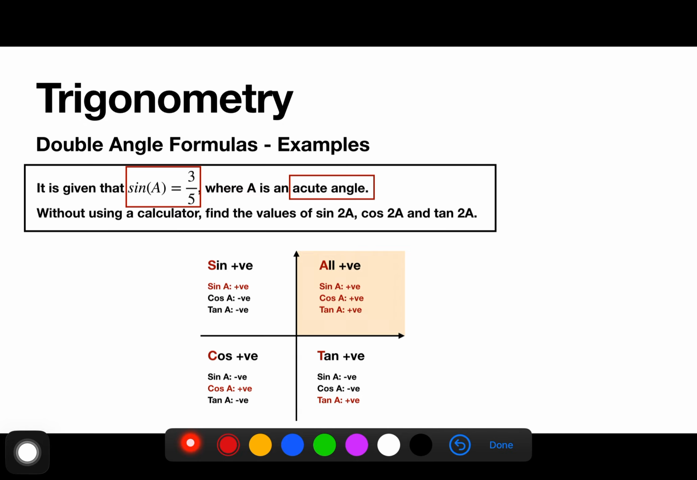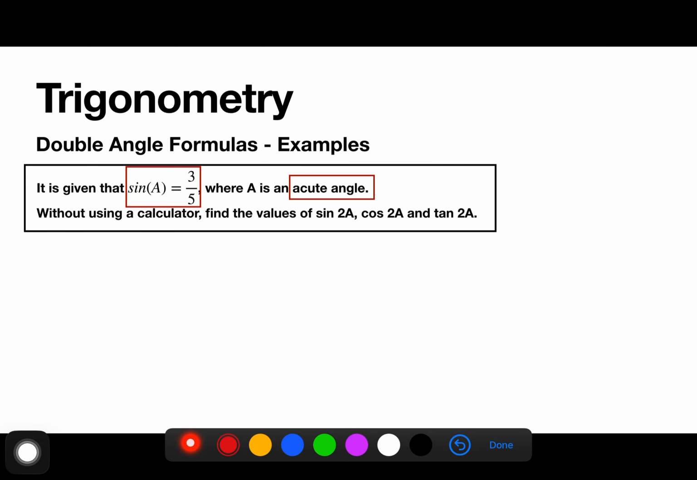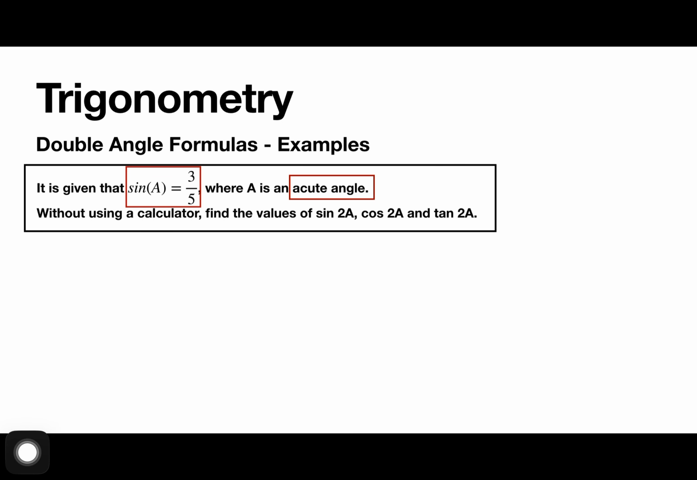Sine 2a is given by 2 sine a cosine a. Since we know the value of sine a, we only need to find the value of cosine a to compute sine 2a. We can find the value of cosine a without the use of a calculator by drawing a right-angled triangle in the first quadrant as shown. The values of cosine a and tangent a can be found by using the trigonometric ratios.